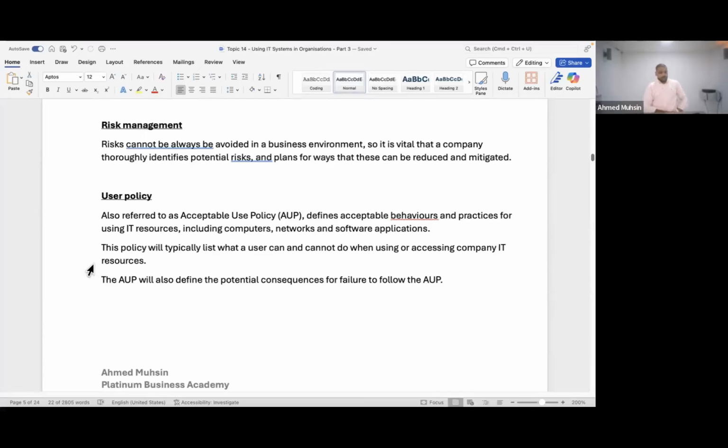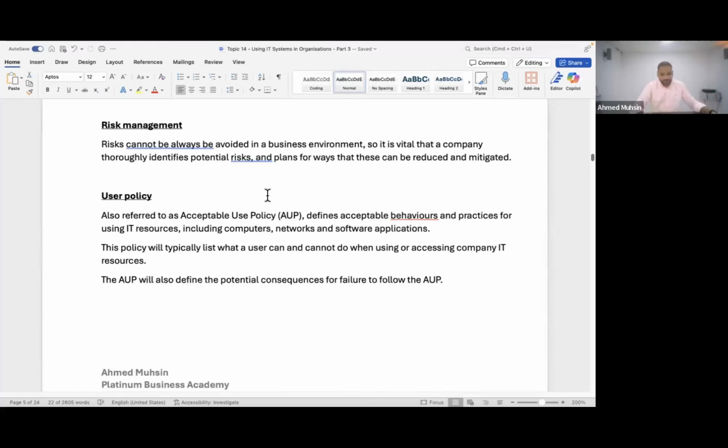Sounds good? So everybody, so far what we have spoken about is IT governance. IT governance is using technology to manage the operations of a company properly, fairly, and responsibly. Policies are basically the rules and regulations that you put into place to ensure that IT systems are used properly, fairly, and responsibly.